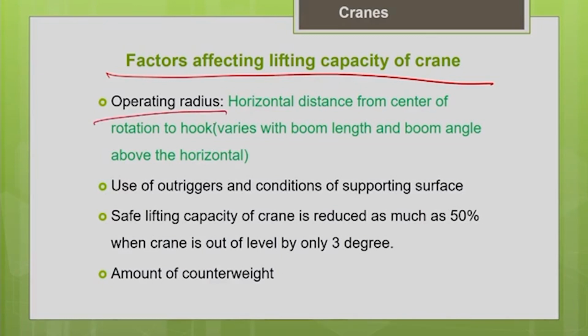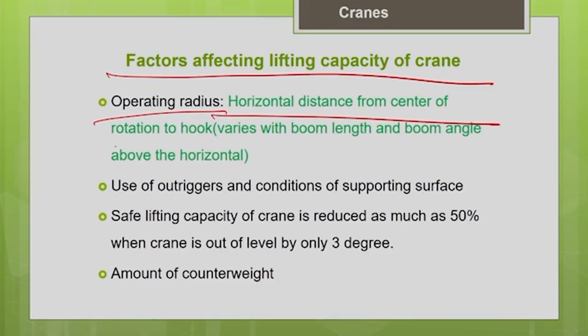So, one is the operating radius. As you know, operating radius is nothing but the distance from the center of rotation, the axis of rotation of the crane, to the hook point. Okay, that horizontal distance is called the operating radius. So, that is going to vary with your boom length. Greater the boom length, the operating radius will be more. It depends upon the boom angle also. So, if you have a luffing boom, your boom angle is going to determine your operating radius.